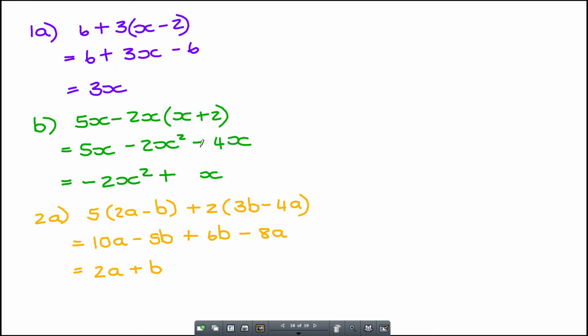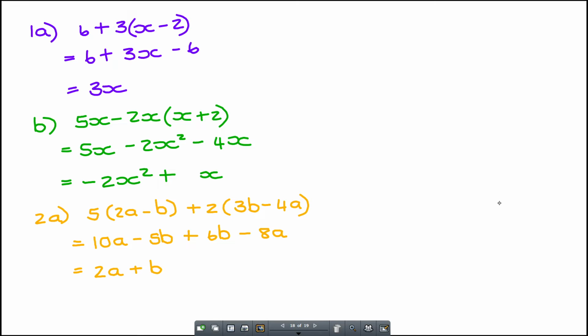Any questions at A or B at number 1? Okay, basically what we had to do is that minus 2 had to be multiplied in. So minus 2 times x gave me minus 2x squared, and minus 2x times 2 gave me minus 4x. And then it was just normal like terms from there. Okay.